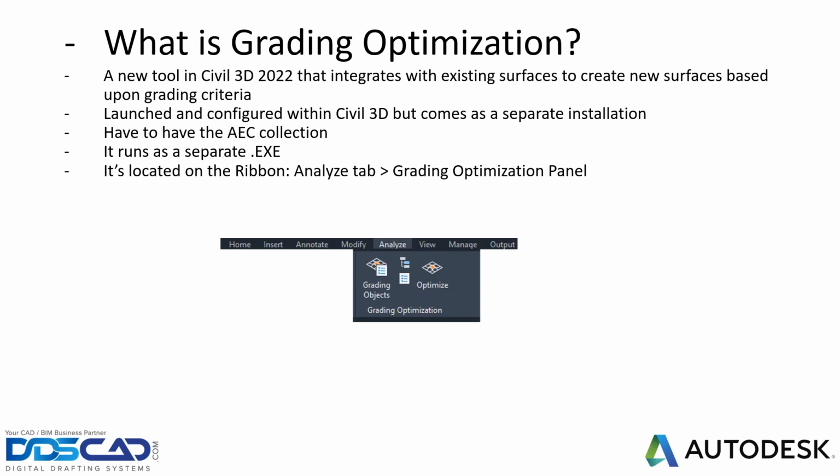You have to have the AEC Collection to be able to get to it. Basically, if you just go to manage.autodesk.com, or go to your updates, it'll tell you that it's there. You can find it that way as well. It's located in the ribbon under the Analyze tab and Grading Optimization panel. You see the 3 or 4 tools in that little panel there. We'll discuss those in detail as we get into CAD.